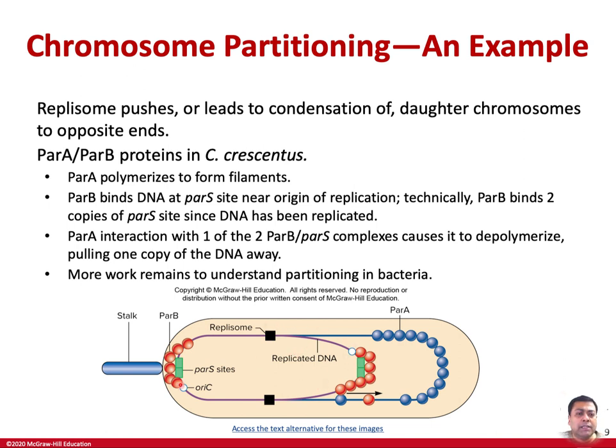You can see that right here is a parS site, and here is another parS site, and to each of them you have one chromosome, another chromosome right here, and ParB binds to both of them. Now ParA is a cytoskeletal protein that pulls one of the daughter chromosomes towards one of the poles, the one opposite of the stalk pole.